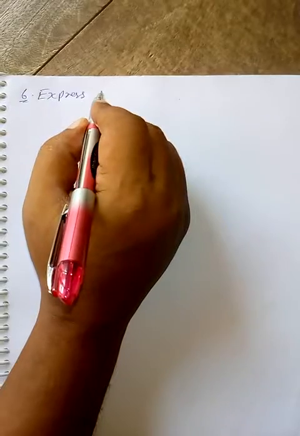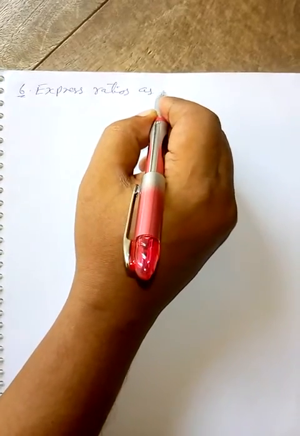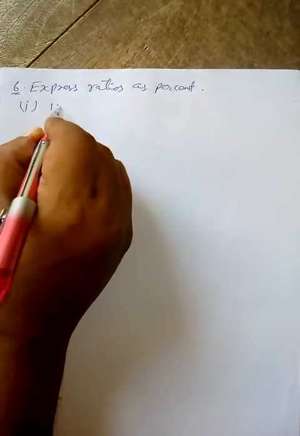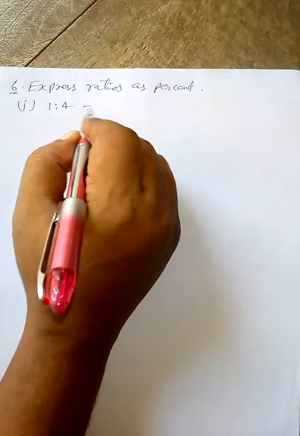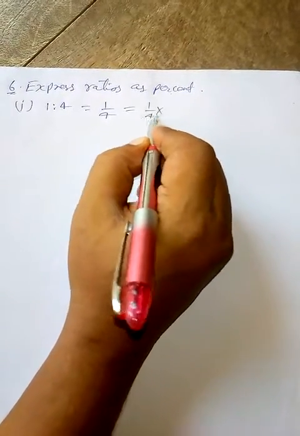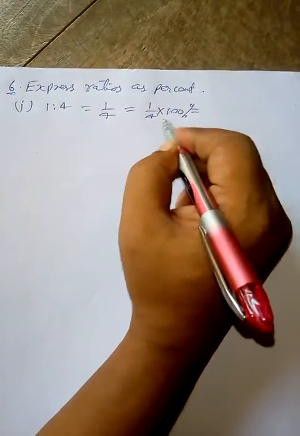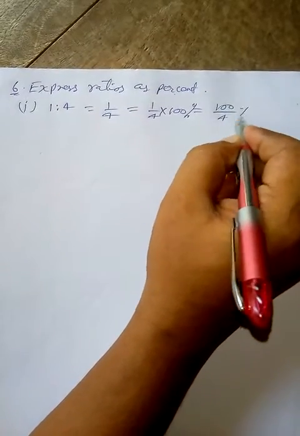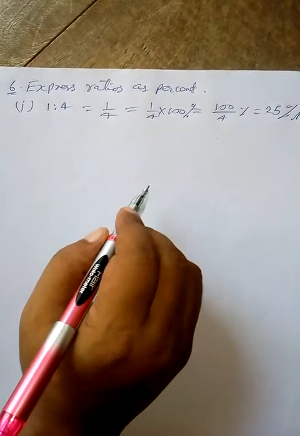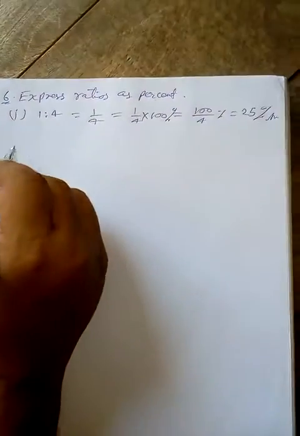Next page. Express ratios as percent. This one, suppose 1 ratio 4 is given. Now you have to convert it into a fraction. So 1 by 4. Then it will change into percentage. 1 by 4 into 100. You will get it in percent. That is 100 by 4% means 25% is the answer. So 1 ratio 4 means 25%. This is the way you will find the ratios as percent.